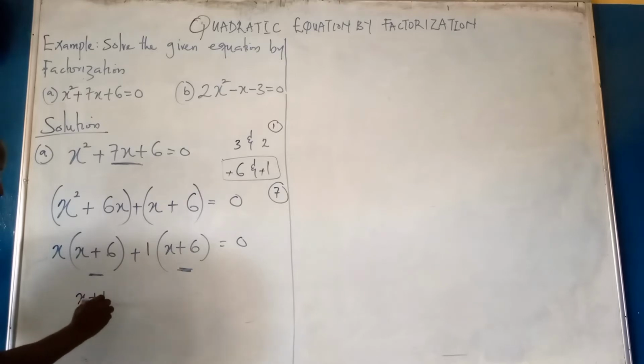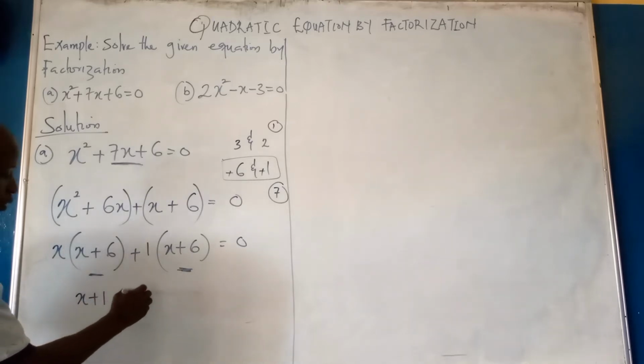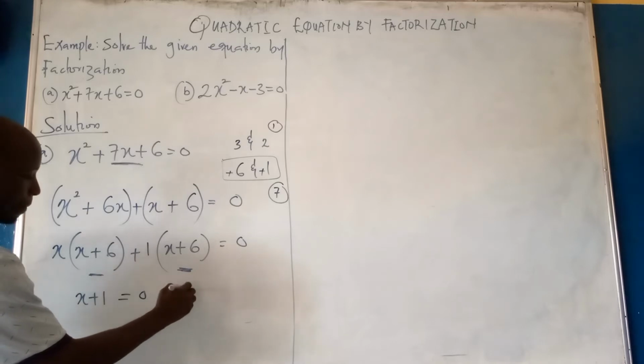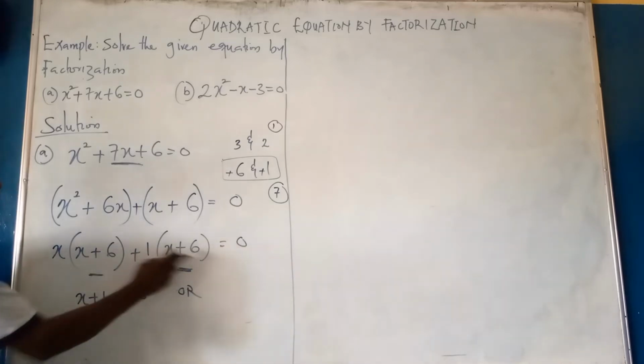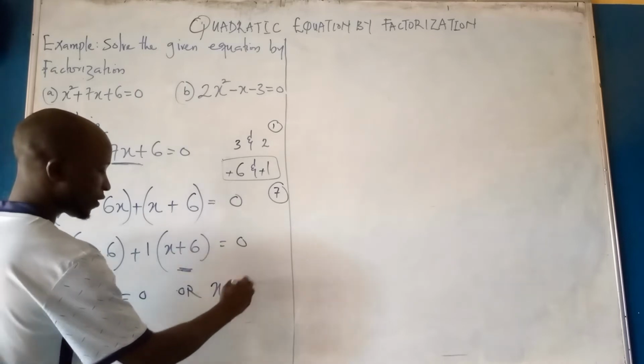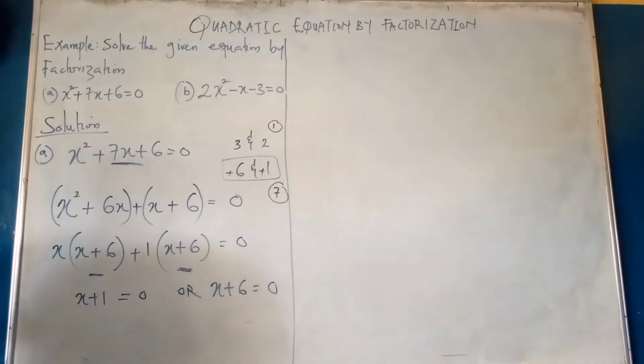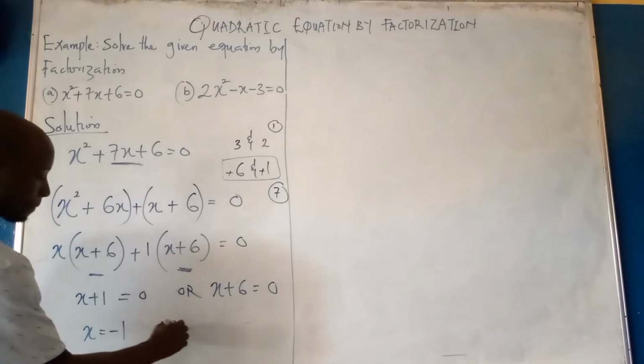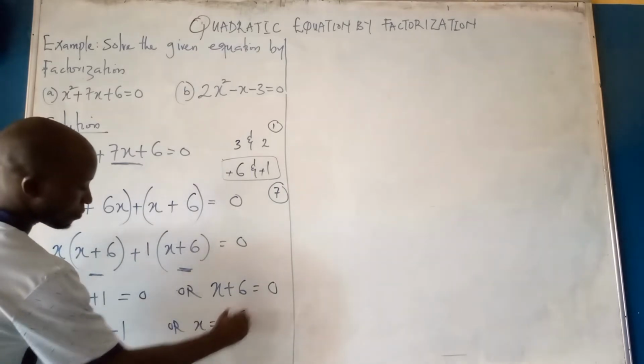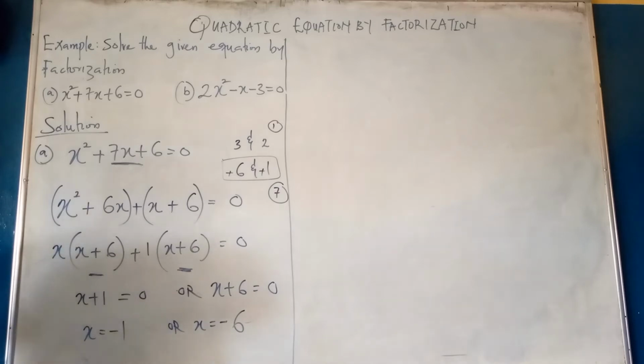Say x plus 1 equals 0, or x plus 6 equals 0. Now, if you make x the subject, we're going to have x equals minus 1, or x equals minus 6, which means the roots of this equation are minus 1 and minus 6. That is the solution to this quadratic equation.